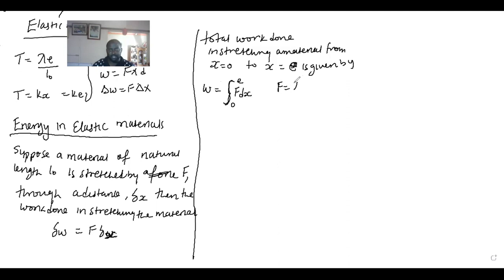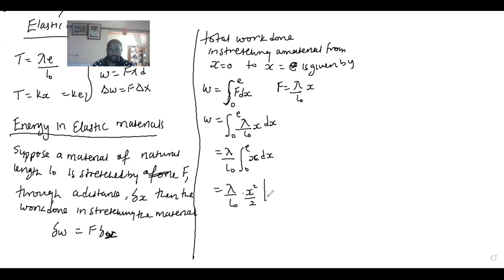But remember, force we saw is equal to lambda out of natural length times x. So the work done will be equal to the integral from 0 to E of lambda out of L0 of x dx. So this will give us lambda out of L0 integral from 0 to E x dx. And here everyone is an expert. So we shall get lambda out of L0 of x squared out of 2 from 0 up to E. Therefore, work done shall be lambda x squared over twice L0. So the work done in stretching an elastic material is always given by this expression. Okay?